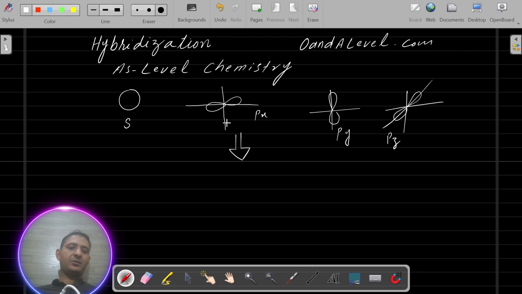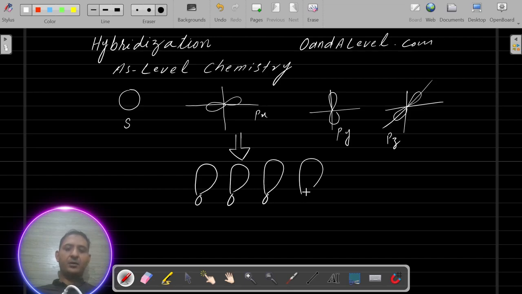Equivalent means, for example, you have 1, 2, 3, and 4, four orbitals intermixing. So the number of new hybrid orbitals will be the same as the number of orbitals mixing together. So now I will get four new orbitals, number 1, number 2, number 3, and number 4, because before mixing they are 4 in number, so after the mixing we will get 4 in number.